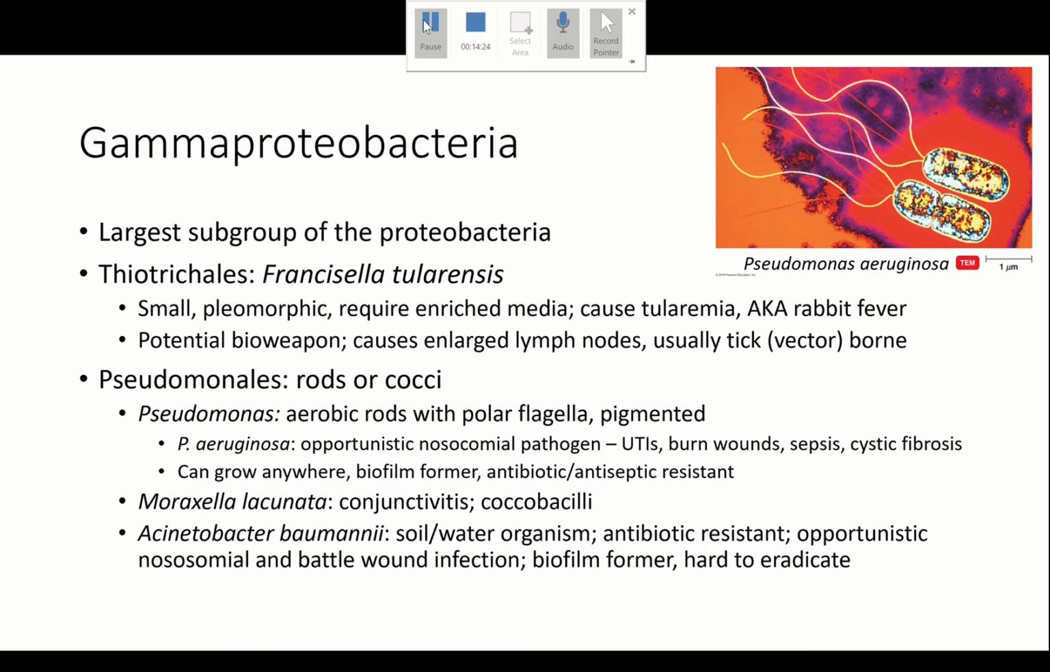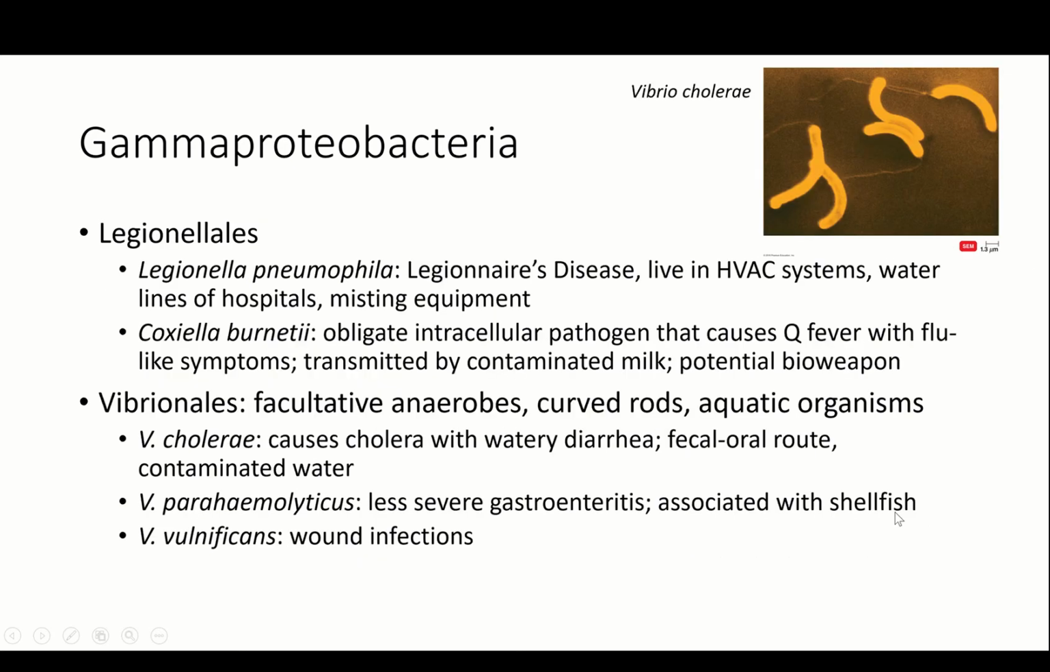All right, so the next group is called, let's see. Why aren't we moving? Okay, the next group is called, we're still in the gamma proteobacteria.